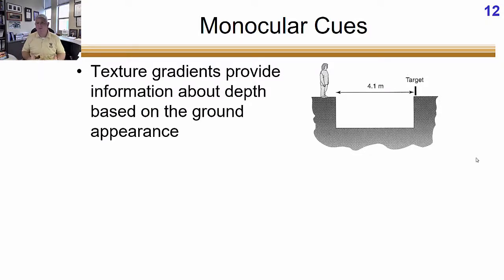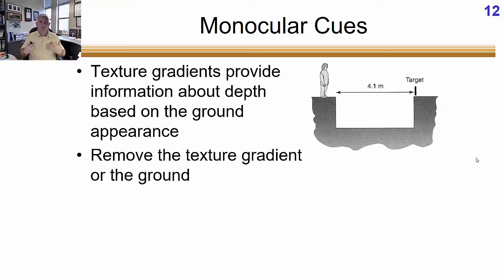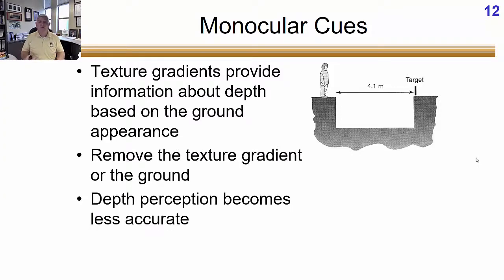Texture gradients are very important because they provide information about how far away things are based on the appearance of the ground. If we were to remove the texture gradient from the ground, then we become less accurate at perceived depth and how far away something is. And in fact, we actually tend to overestimate how far away something is.